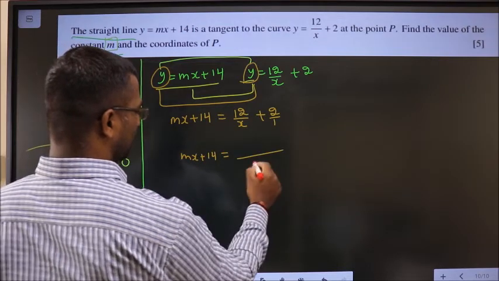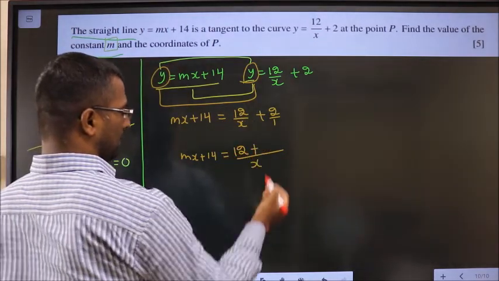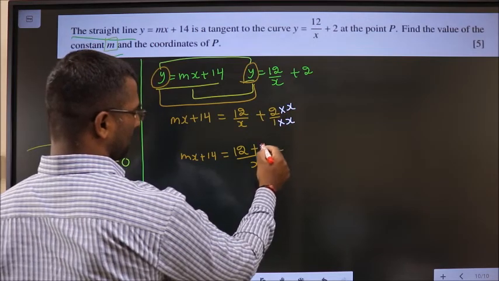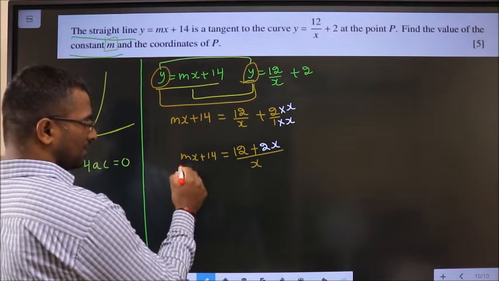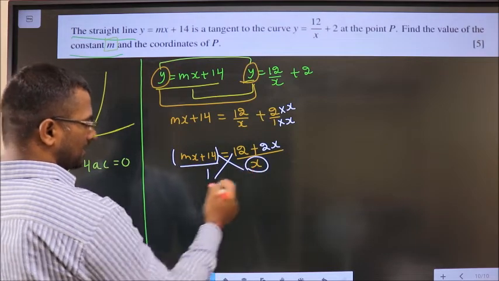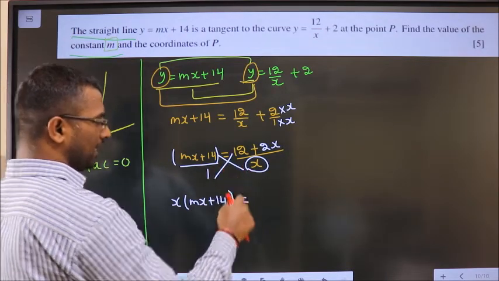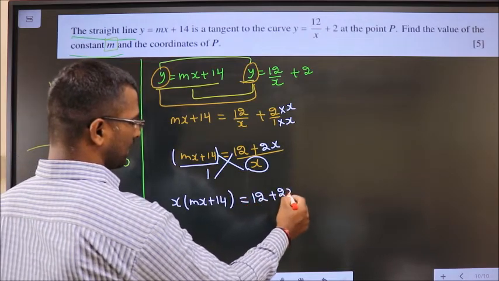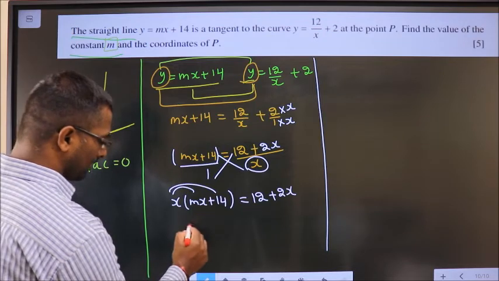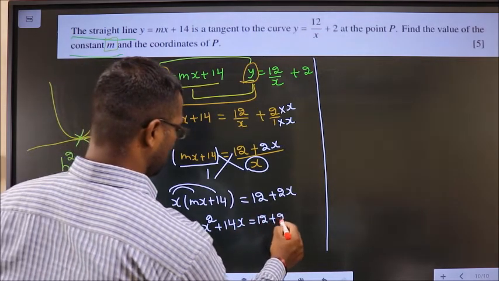So here LCM of x and 1 will be x. Here x, here x, so this doesn't need to be multiplied with anything, so write that as it is. Now here 1 should become x, that could only happen if I multiply with x. So it will result in 2x. Next, take by 1 and do cross multiplication. So this entire thing needs to be multiplied with x. So it will become x times mx plus 14. This entire thing with 1, it's not going to change anything, so write the same thing. Clear? Next, multiply with x. So it will be mx square plus 14x is equal to 12 plus 2x.